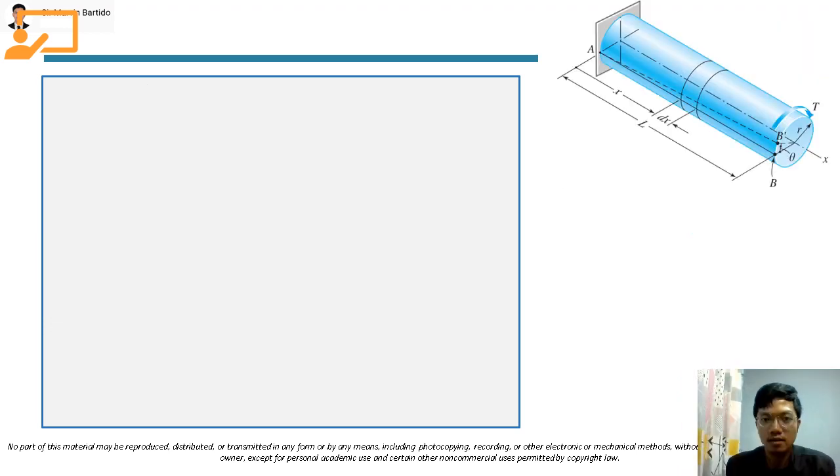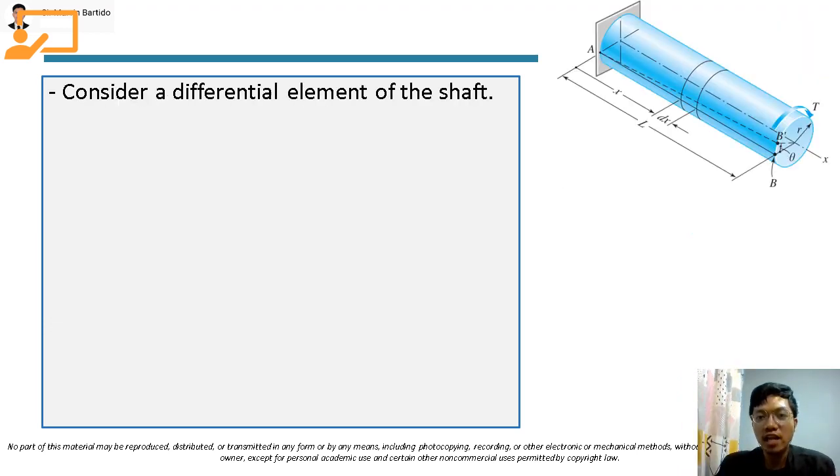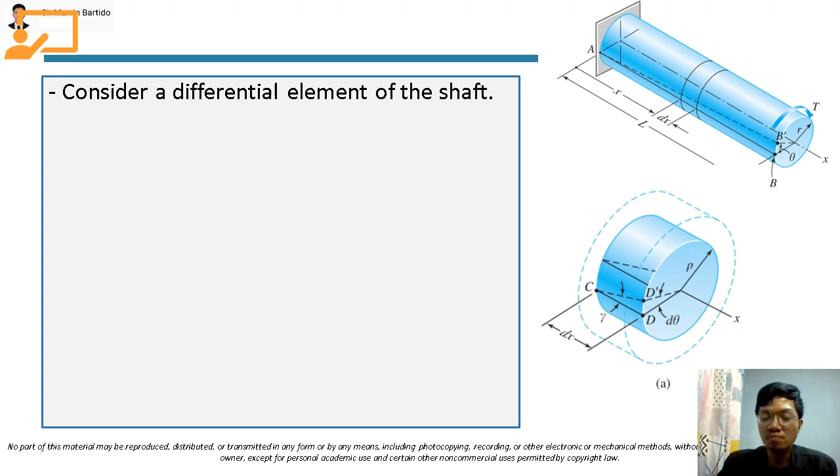Okay, so let's consider a differential element from this circular shaft. Let's say we take that differential element at this section. So this is a differential element with circular cross section. This has a radial distance of rho, and this has a width of dx. So this is differential or infinitesimal, meaning to say this dx is very, very small.